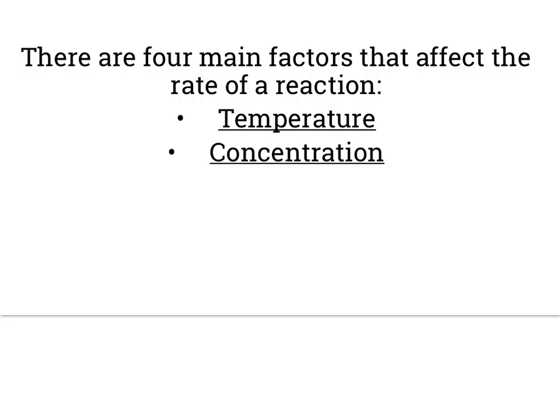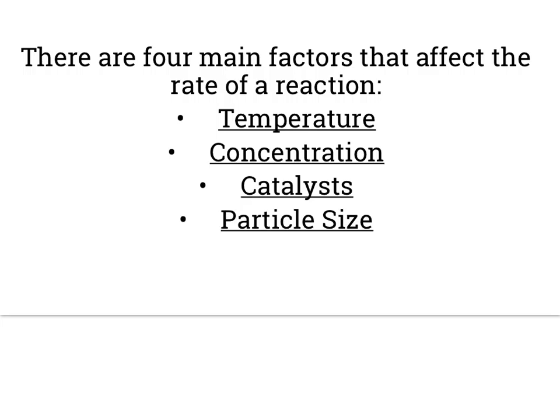Our third trend is the presence of a catalyst. We'll talk about what catalysts actually do, what they are, but especially how they affect our rate of reactions. Our final factor, though, I've been saying trend the whole time, our final factor is the actual size of the individual particles. So, four main factors are temperature, concentration, catalysts, and particle size.